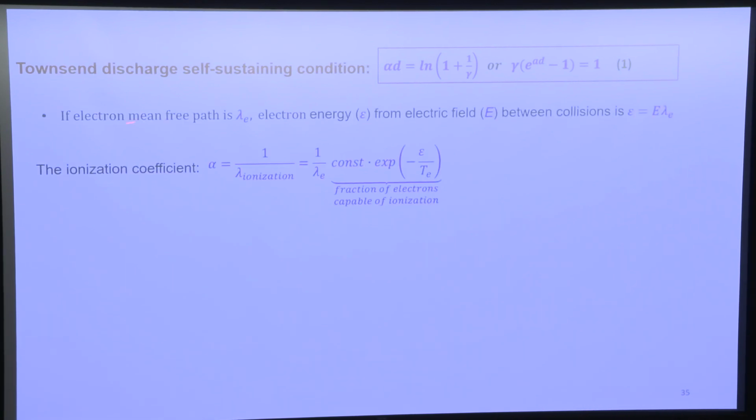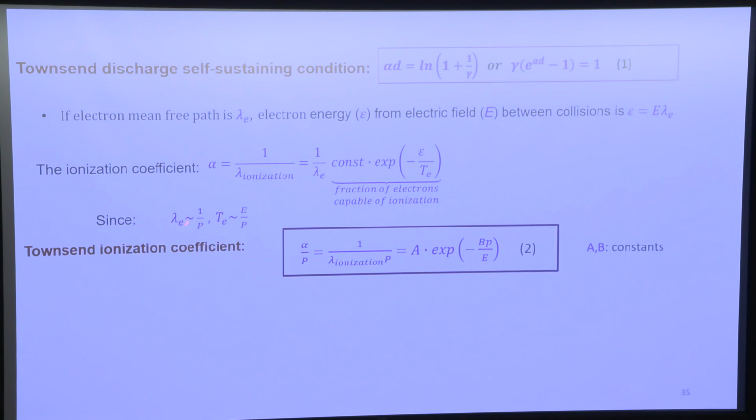So now remember the electron mean free path is lambda E. The electron energy over a mean free path is the length times the electric field, which is the energy gain. So if you put that energy in, my alpha, the ionization coefficient, is probably proportional to the inverse of the ionization mean free path. This ionization free path must be proportional to the mean free path of electrons. Not every electron will be able to ionize, so you have to form this Arrhenius law, right? This connects alpha to the energy.